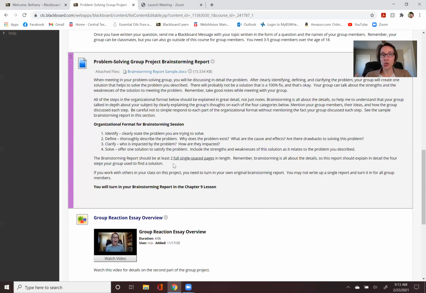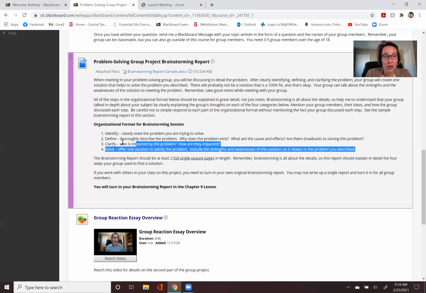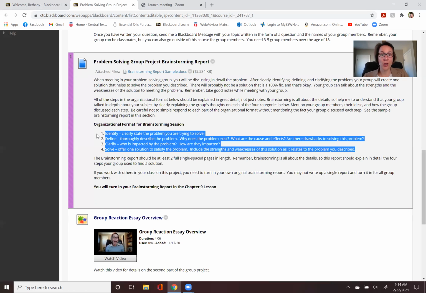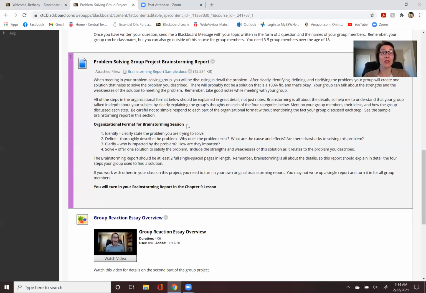When you meet with them, sit down and lay out the scope. Okay, we are going to try and talk about this issue, and we're going to work to come up with a conclusion. Now, when you do your brainstorming, follow these guidelines here. The organizational format for the brainstorming session: identify the problem, talk about what is the problem and what is not the problem, define it. What exactly is it? What are the causes of that problem?